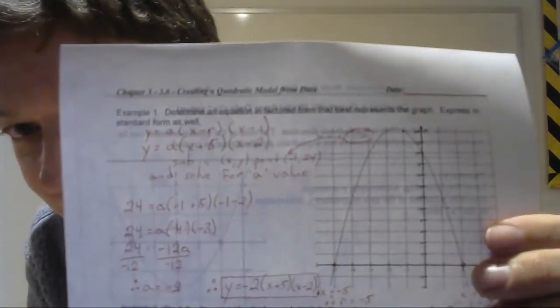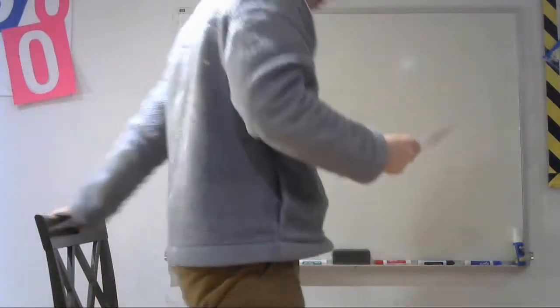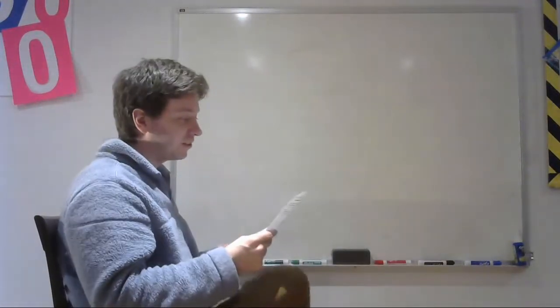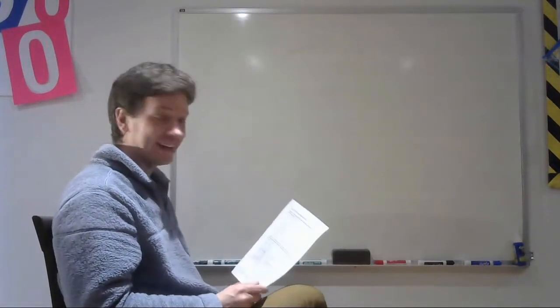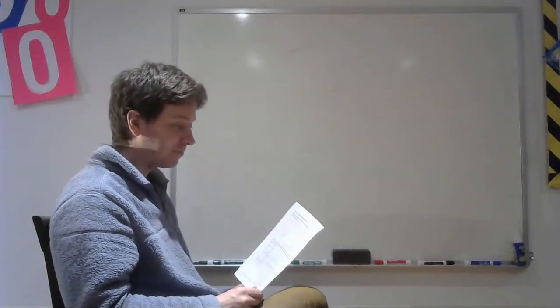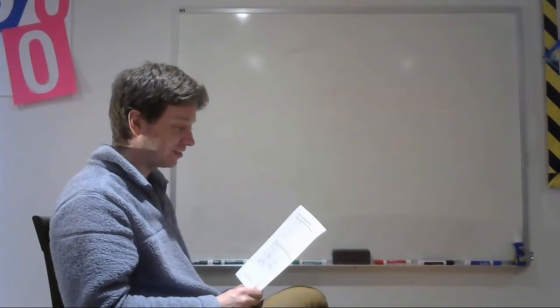All of that being said, let's go through these two example problems on the back. It looks like this. Okay, so I'm going to go up to the whiteboard and we'll do the first together. The first says, determine an equation in factored form that best represents the graph. Express in standard form as well.